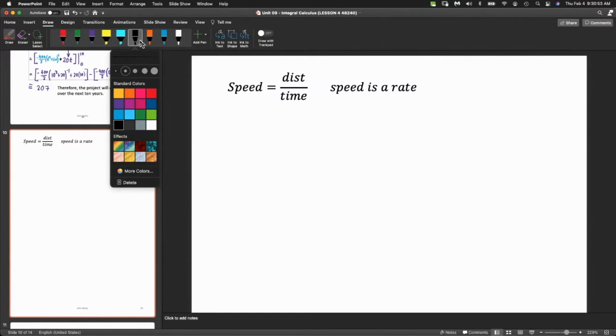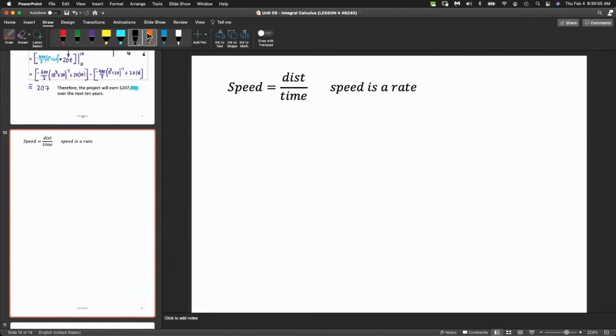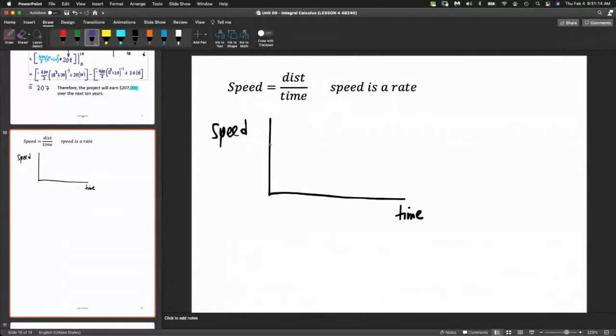Good. I'm going to plot a picture now. Speed versus time. If something is traveling at a constant speed, it just does this.